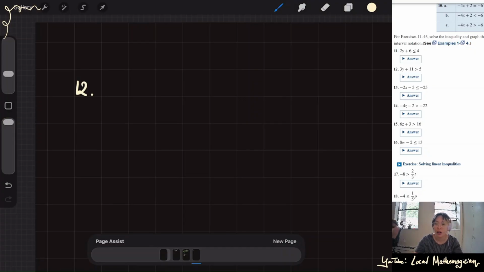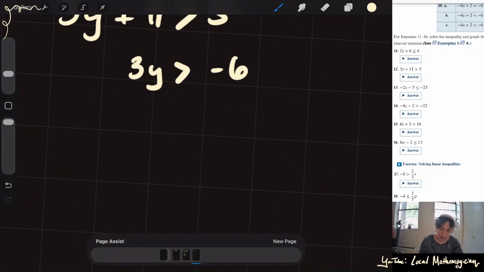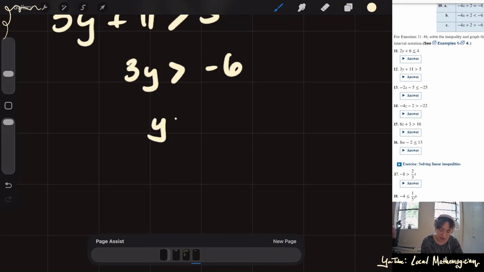So we have 3y plus 11 is greater than 5. We can treat this exactly like an equation. Subtract 11 from both sides. 3y is greater than negative 6. If you don't know how I got negative 6 from 5 minus 11, I strongly recommend you revisit the prereqs. And then you divide both sides by positive 3. y is greater than negative 2. So the inequality is solved.